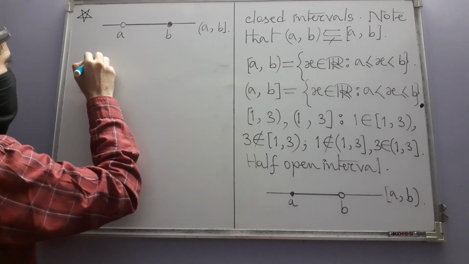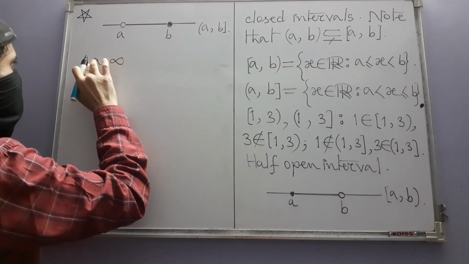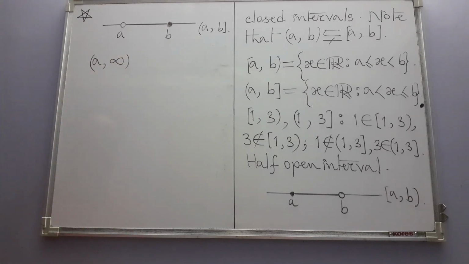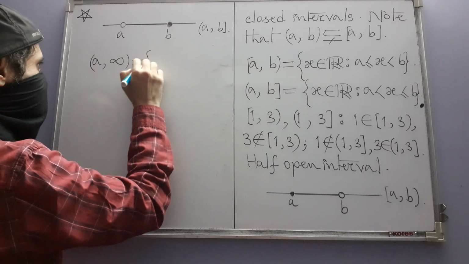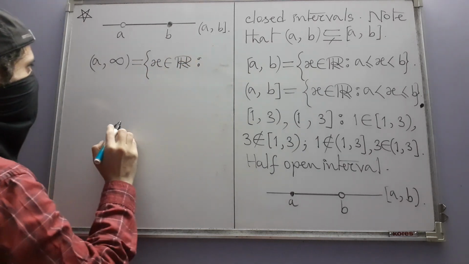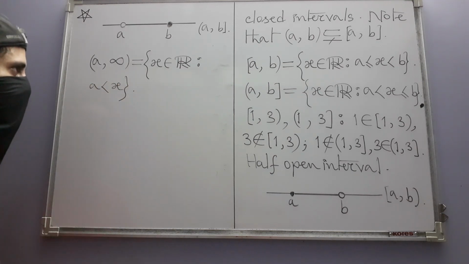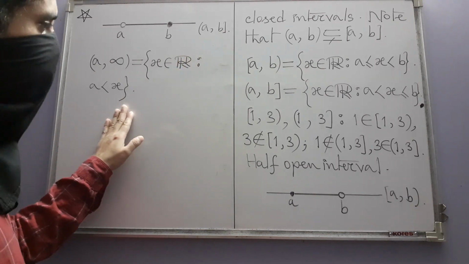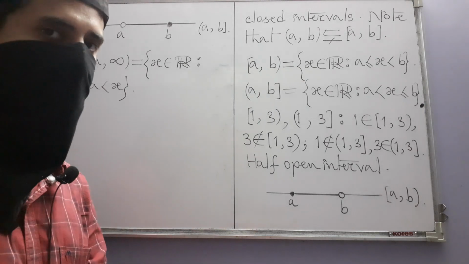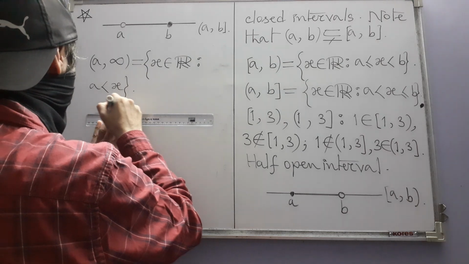One of them is this. We started our discussion with open, right? So let me just talk about this first. This is the set of all real numbers such that x is greater than a. This interval has only one boundary. The other boundary is not there actually. So it looks like this. Geometrically it looks like this.